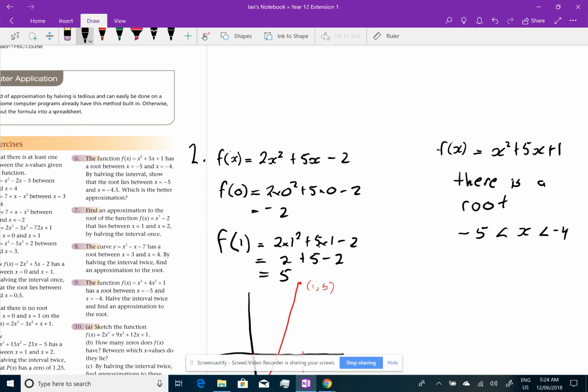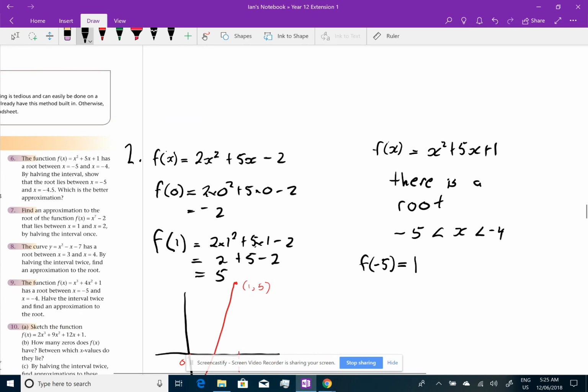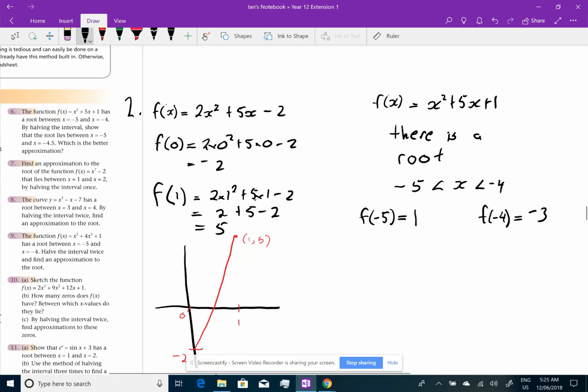All right, well, I'm going to find them anyway. So f of -5, and I'm not going to go through this time, I'm going to put this in here, is equal to 1. And f of -4 is equal to -3.